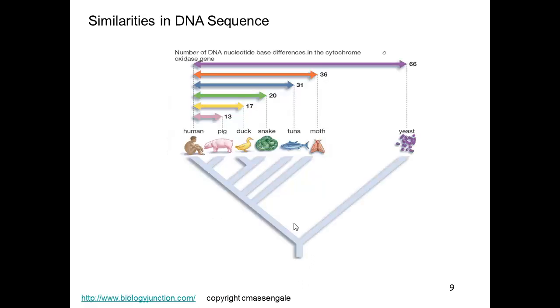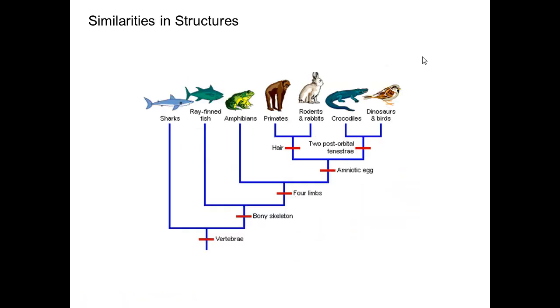This is an example of a phylogenetic tree based on sequence differences in the protein cytochrome C oxidase. And here you can see differences between humans and another mammal, a bird, a reptile, a cartilaginous fish, an insect, and a single-celled organism, yeast.